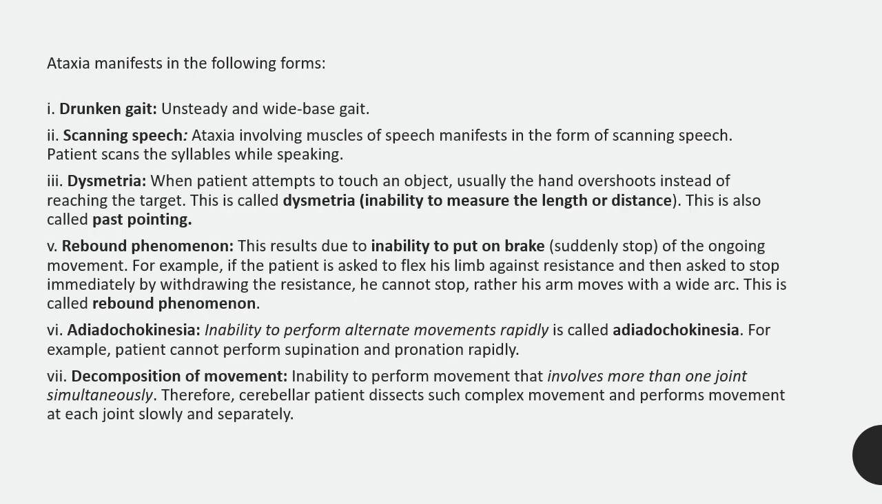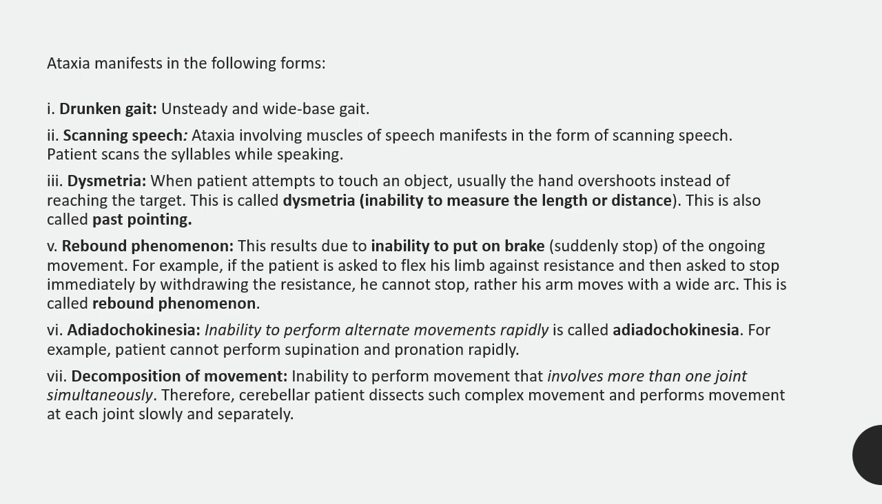Ataxia manifests in the following forms. First, drunken gait: unsteady, wide-based gait. Second, scanning speech. Ataxia involving muscles of speech manifests in the form of scanning speech. The patient scans the syllables while speaking. Third, dysmetria. When the patient attempts to touch an object, usually the hand overshoots instead of reaching the target. This is called dysmetria, inability to measure the length or distance. This is also called past pointing.